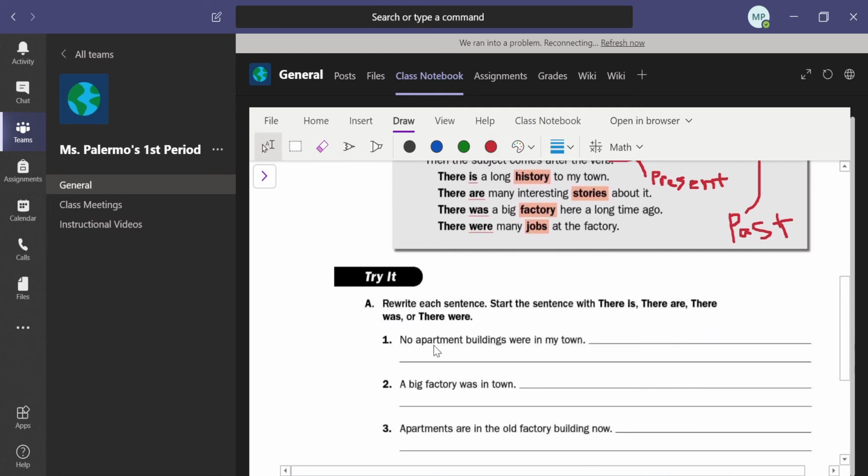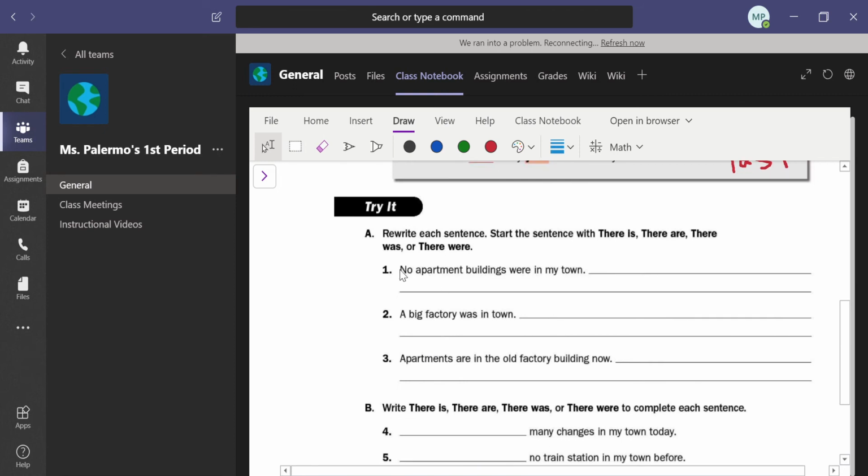So, what you're going to do is rewrite the sentences in letter A using there is, there are, there was, or there were. So, you have to think, is the subject plural or singular? You also have to think, is this sentence in the present tense or the past tense? I also noticed that there's already a verb here, so that's going to help us out.